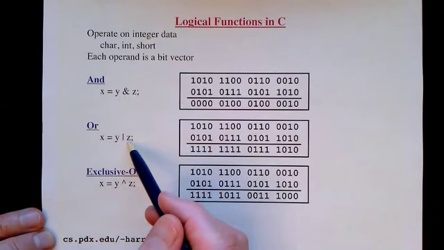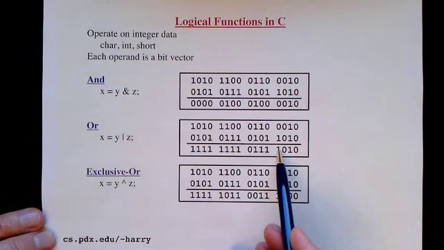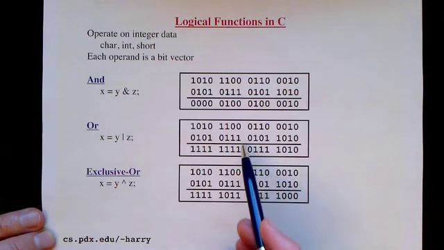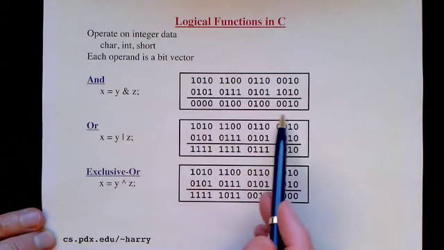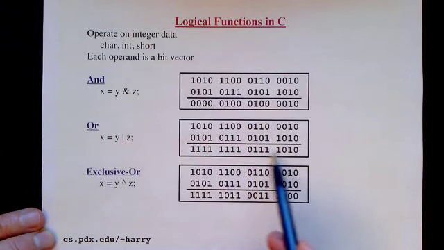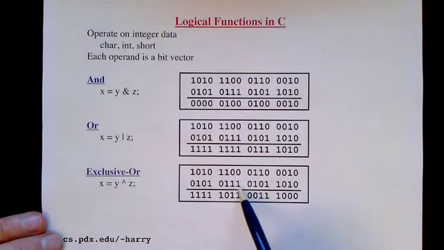The vertical bar is used for the OR operation, and here we can see that everywhere there's a 1, we have a 1 in the result. So lots of 1s. With AND, we tend to get lots of 0s. With OR, we end up with lots of 1s. With exclusive OR, it's mixed.